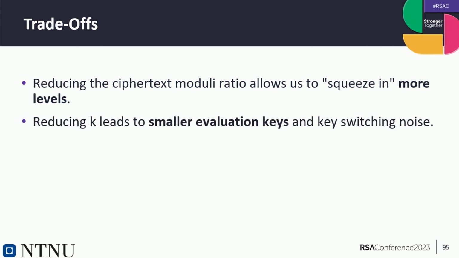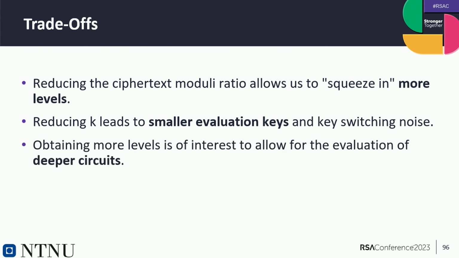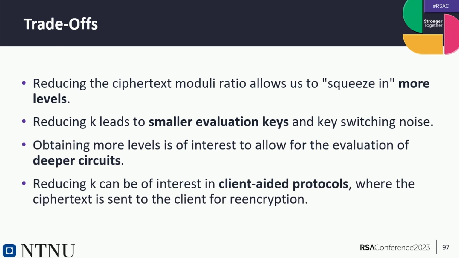If we're reducing k, that leads to smaller evaluation keys and a smaller key switching noise. And also, since the evaluation keys are smaller, this speeds up the general key generation, which can be quite a bottleneck. So obtaining more levels is of interest because it allows for the evaluation of deeper circuits, so essentially circuits that have more multiplications.